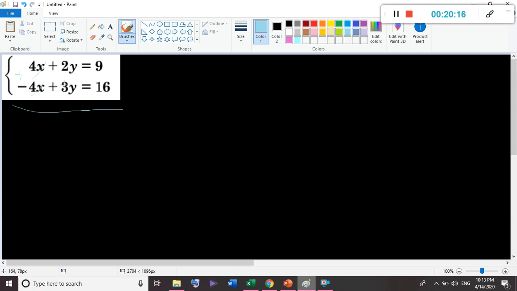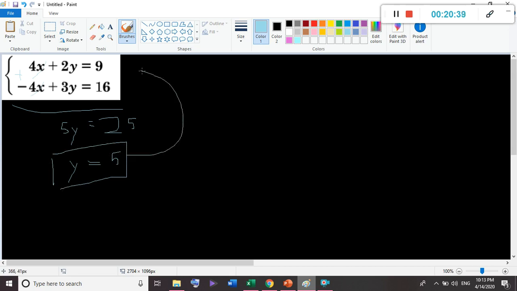Then 2y plus 3y equals 5y, and 9 plus 16 equals 25. Now we're going to divide everything by 5. 25 divided by 5 is equal to 5. Now we got the answer for y.